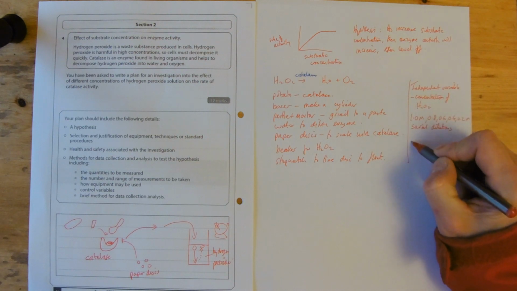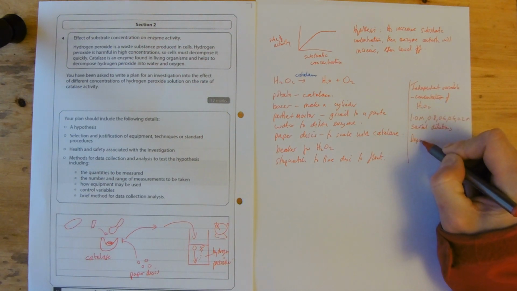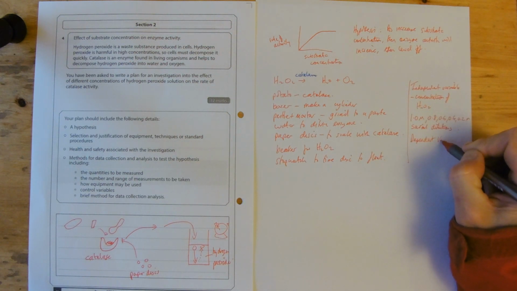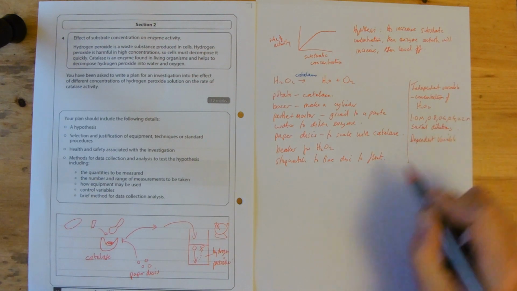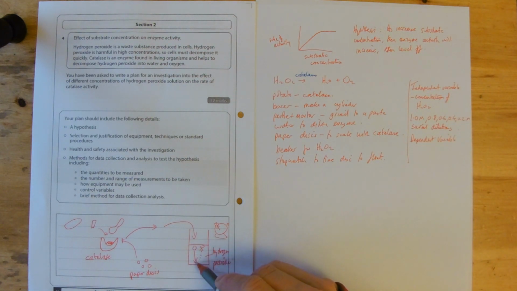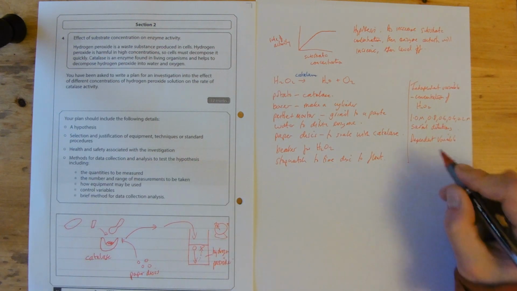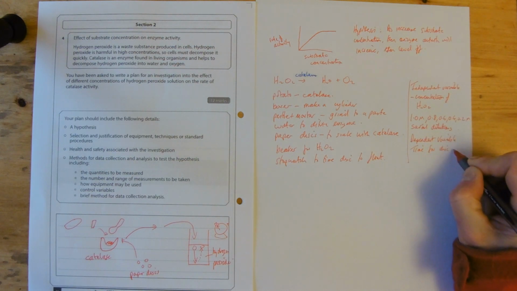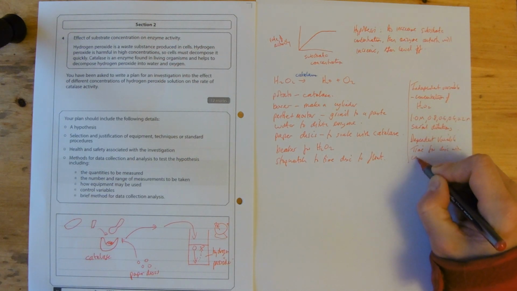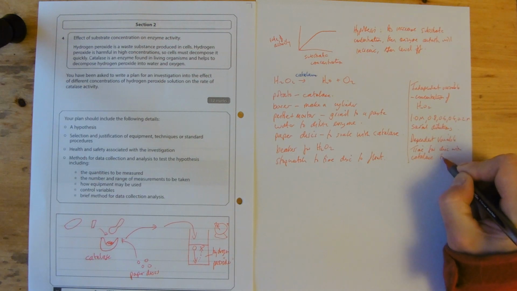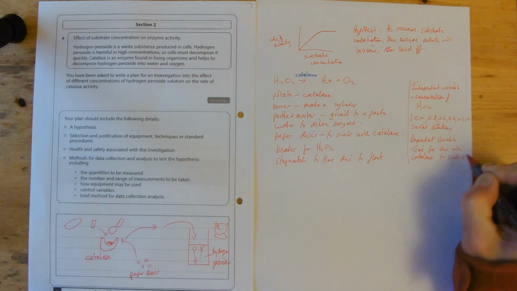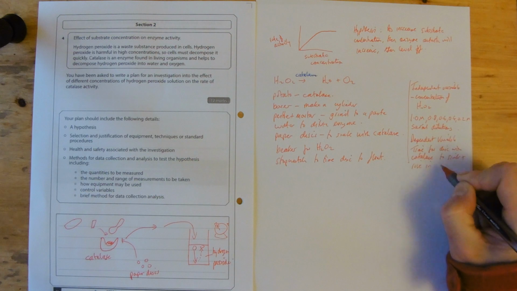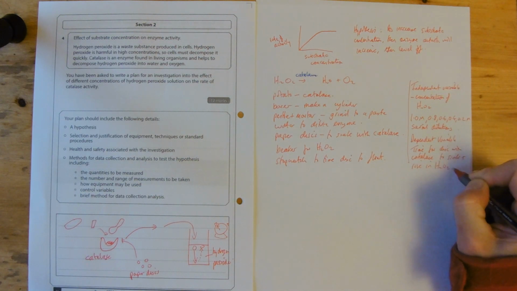Dependent variable. This was your time for the paper disc soaked in catalase to sink and then rise again in the hydrogen peroxide. So time for disc with catalase to sink and rise in the hydrogen peroxide solution.